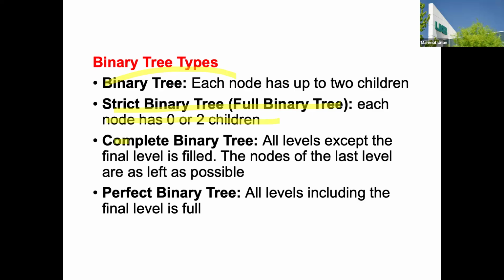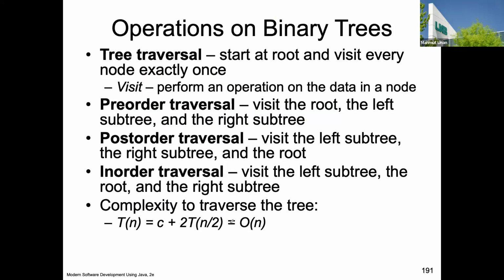And then we have the complete binary tree. That's where all levels except the final level are filled, and the last level goes from left to right. Perfect binary tree, all levels, including the final level, are full. We are using it as an example, or we are trying to get closer to this example, because it has the perfect balance. The first thing we learned, right?